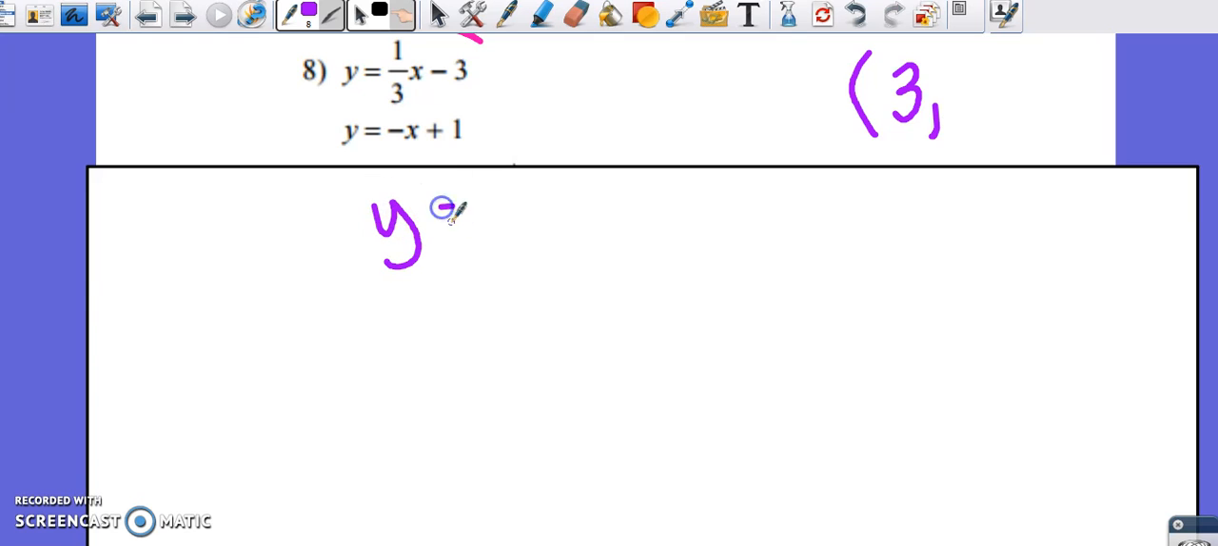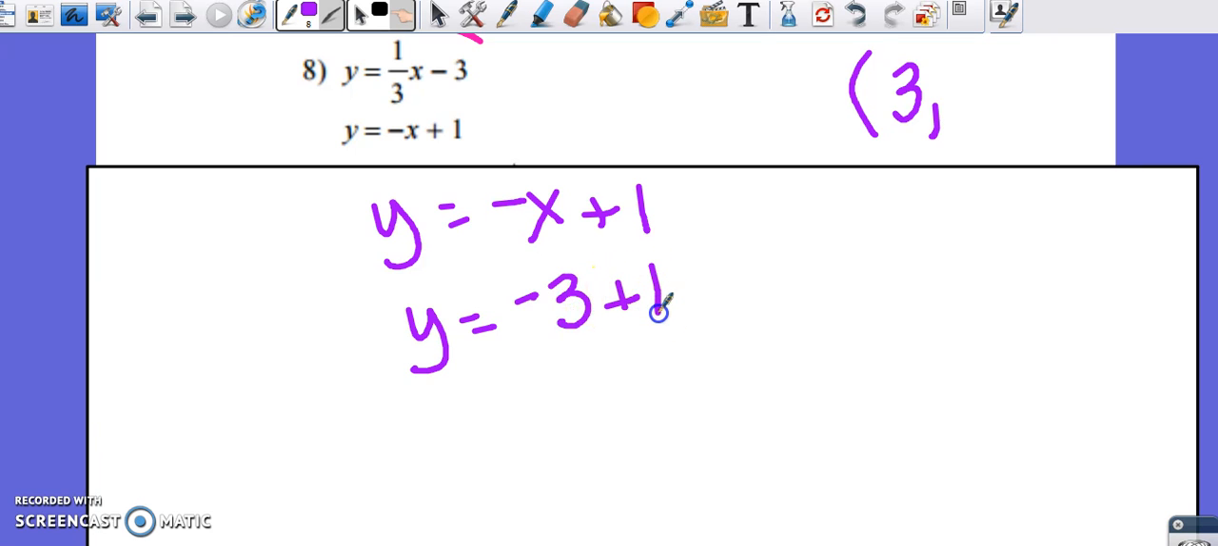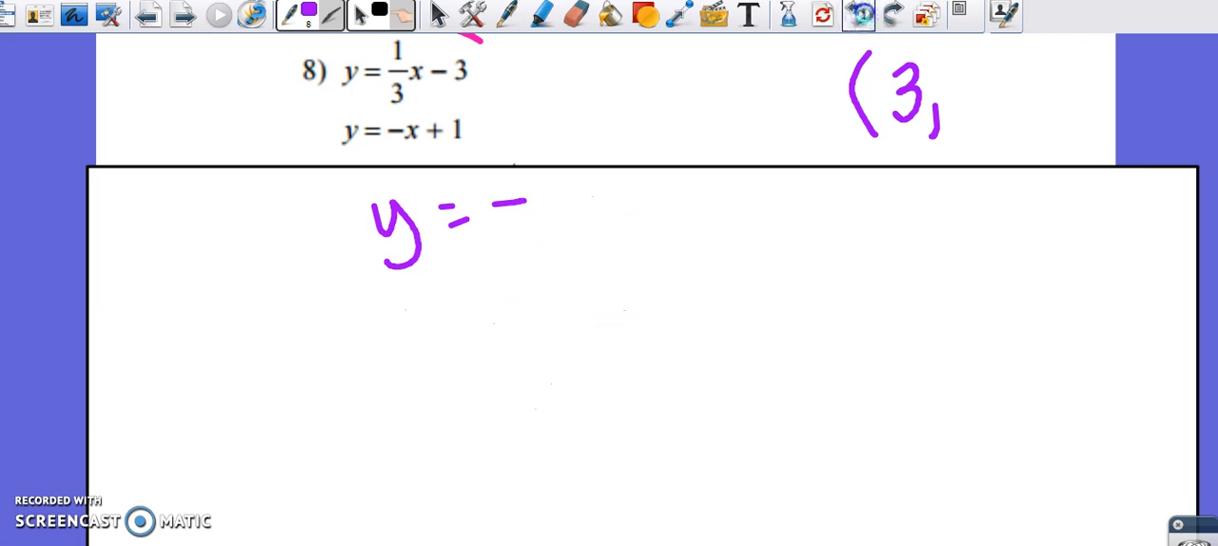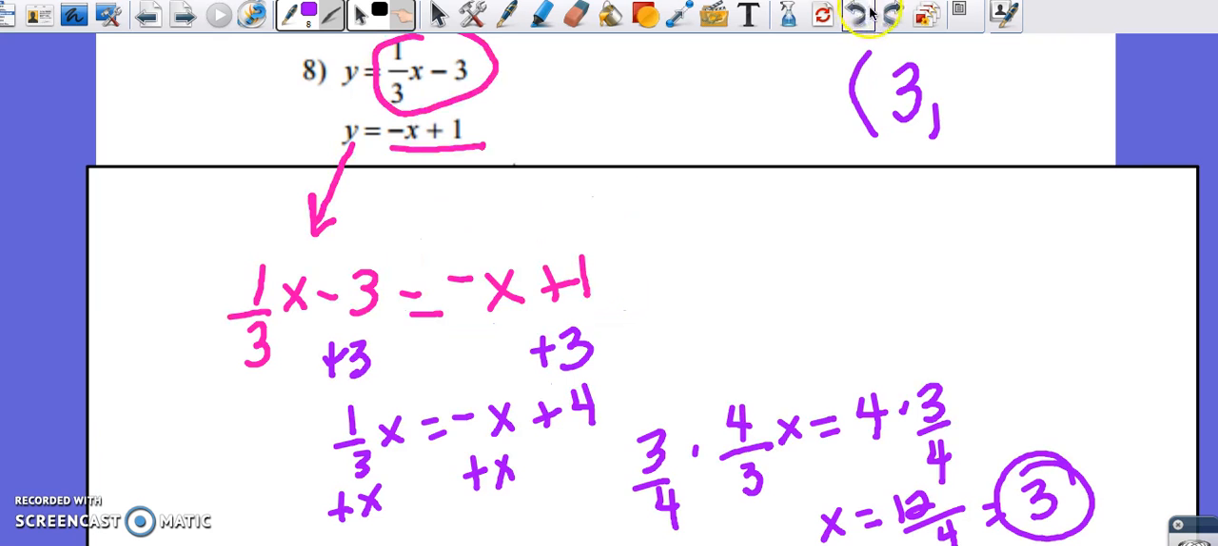So you have y equals negative x plus 1. What is x? X is 3. So now you're going to have y equals negative 3 plus 1. So y equals negative 2. Isn't this exactly where we had said previously that these meet is at 3, negative 2 whenever we graphed it?